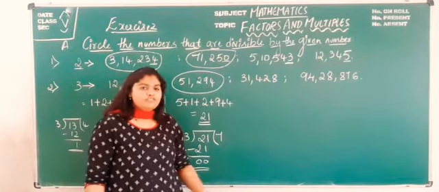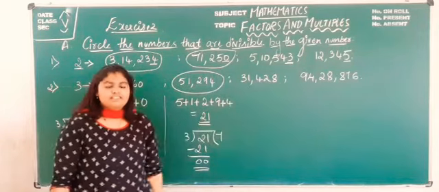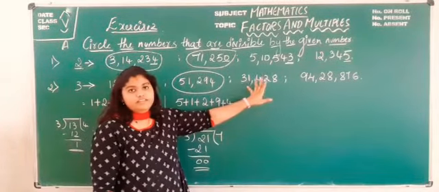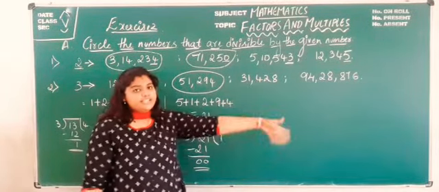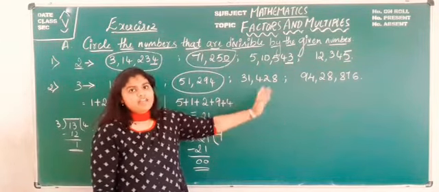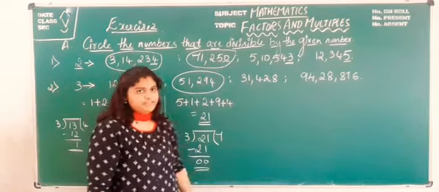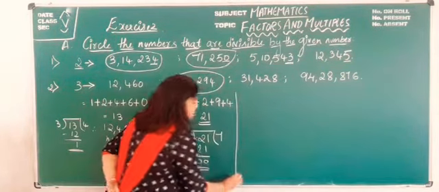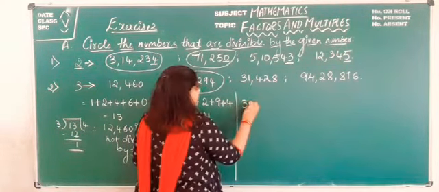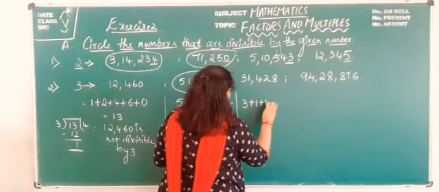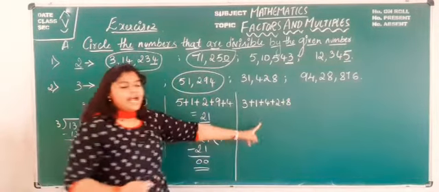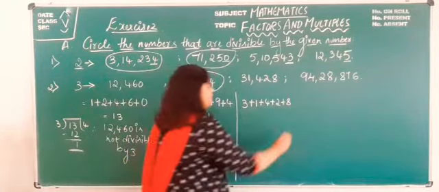31,428. So now we have to check whether the given number is divisible by 3 or not. We know the rule: the sum of all the digits should be divisible by 3, then only the given number will be divisible by 3. So we should start adding all the digits in the given number. The first digit is 3, then plus 1, plus 4, then plus 2 and plus 8.